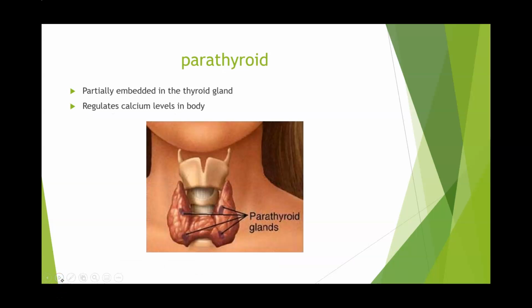The parathyroid looks like a butterfly, and it is embedded in the thyroid gland. They're right next to each other, and its job is to regulate levels of calcium in the body. So the parathyroid works alongside the thyroid gland as well.